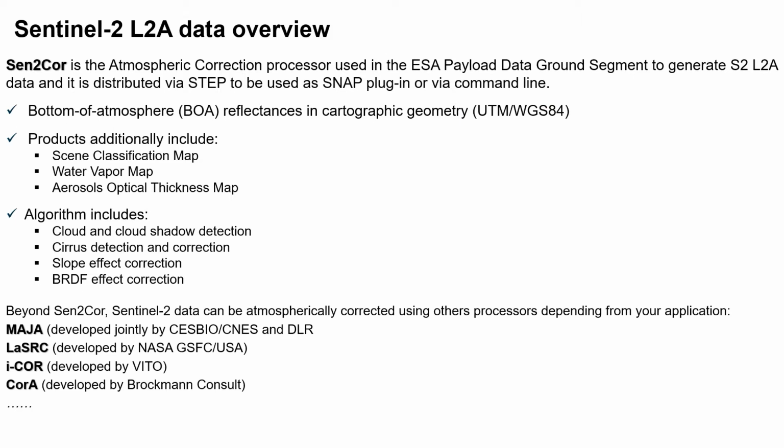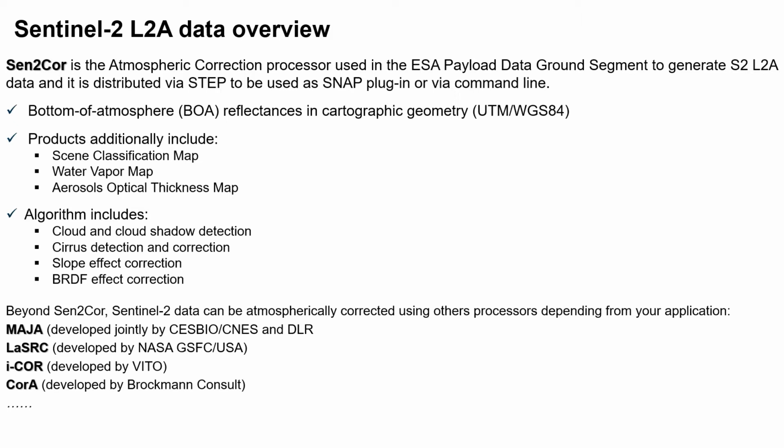So the Sentinel-2 level 2A data are atmospherically corrected. The atmospheric correction is performed by using a processor called Sen2Cor. This processor is the one used in the ESA payload data ground segment, but is also available for the users. Sen2Cor is distributed via STEP, the Scientific Toolbox Exploitation Platform, and it can be used as a plugin in SNAP software or via command line as a standalone tool.